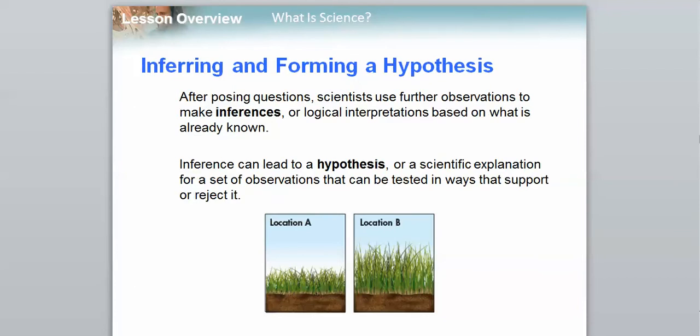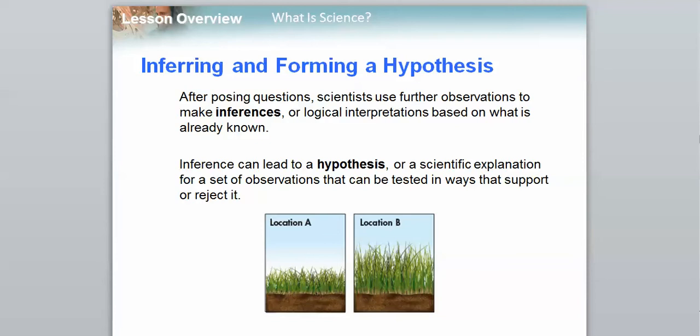After you have posed your question, you're going to further your observations to make an inference, which is a logical interpretation based on what is already known. If I came to school with a big green stain on the front of my shirt, you might be able to infer that I tripped and fell as I was walking in that day. Your inference can then lead to a hypothesis, which is a scientific explanation for a set of observations that can be tested in ways that support or reject it. So maybe your hypothesis is that Mr. B tripped and fell as he was walking in because someone kicked a soccer ball underneath his feet.